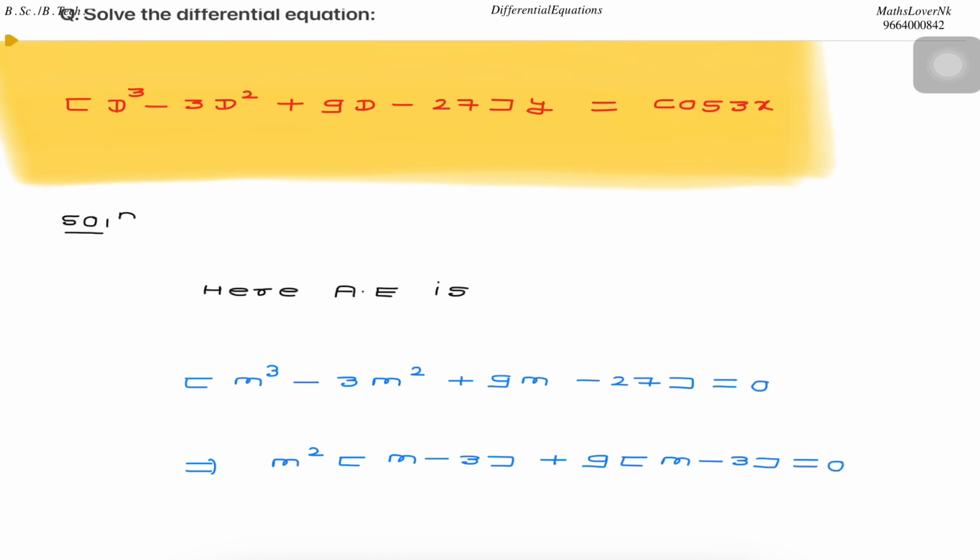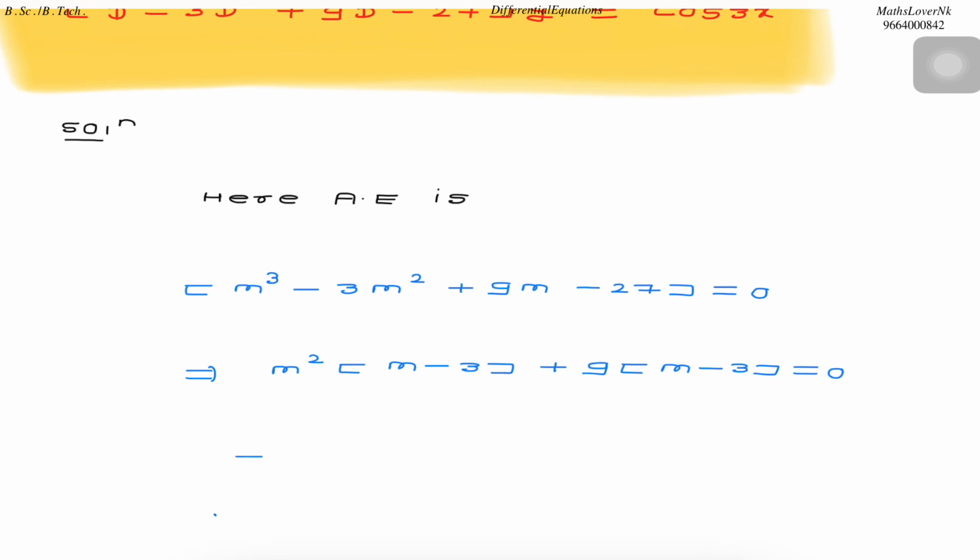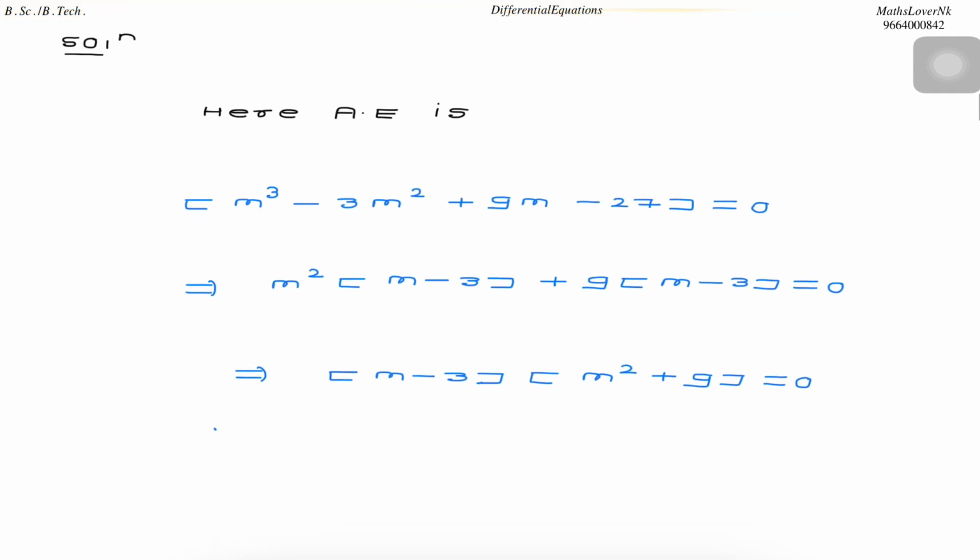From here we get m minus 3 as the first factor, and the other factor is m square plus 9. M square plus 9 is equal to 0. When we put each equal to 0 one by one, when m minus 3 is equal to 0, m is equal to 3. And when m square plus 9 is equal to 0, m is equal to plus minus 3 iota.